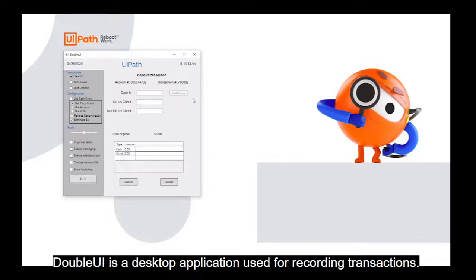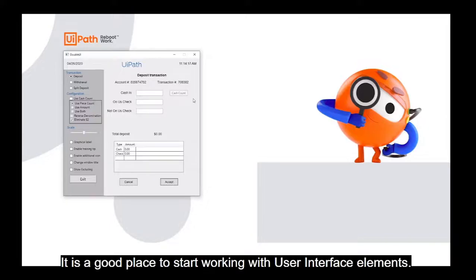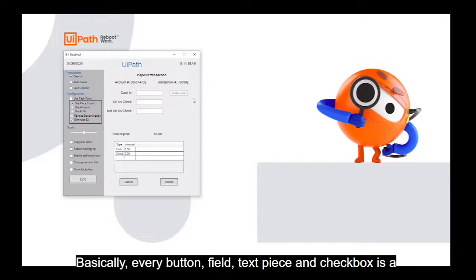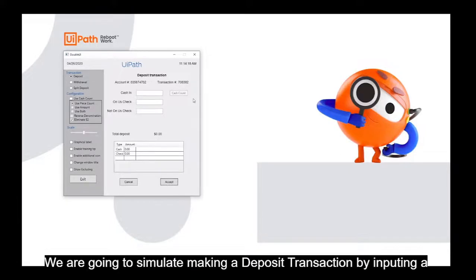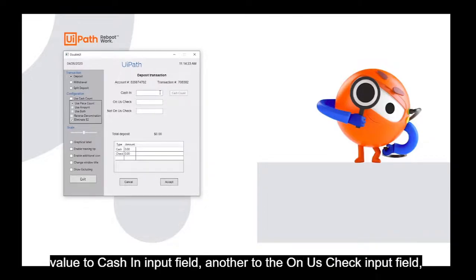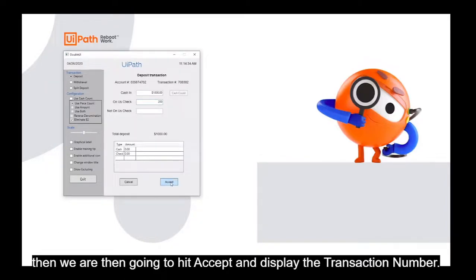WUI is a desktop application used for recording transactions. It's a good place to start working with user interface elements. Basically, every button, field, text piece, and checkbox is a UI element, and there are several ways to interact with them. We're going to simulate making a deposit transaction by inputting a value to Cash In input field, another to the On Us Check input field, and then we're going to hit Accept and display the transaction number.